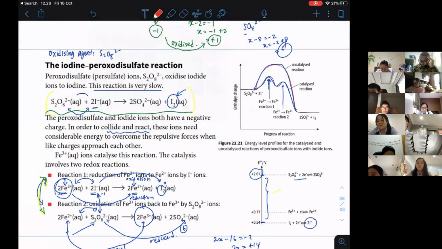Okay, so Fe3+, in this case they are suitable because they are in the middle of this. Please take note.